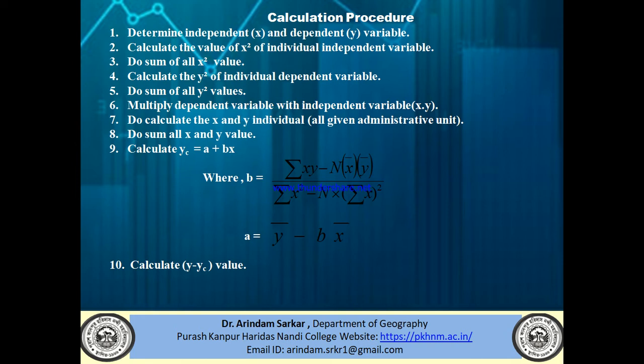To find the value of b, you need to use the following formula: summation xy minus n into x mean into y mean, divided by summation x square minus n into x mean whole square. And to calculate the a value, you use y mean minus b into x mean. In the final step, you need to calculate the y and yc values, that is the observed and expected values. That is the difference between the expected and observed value.